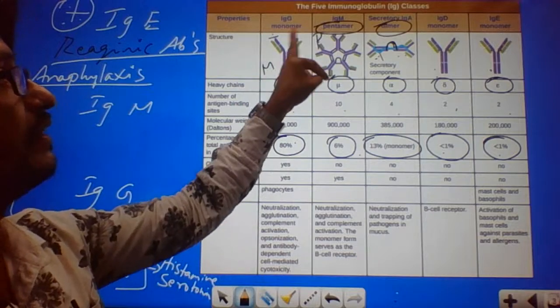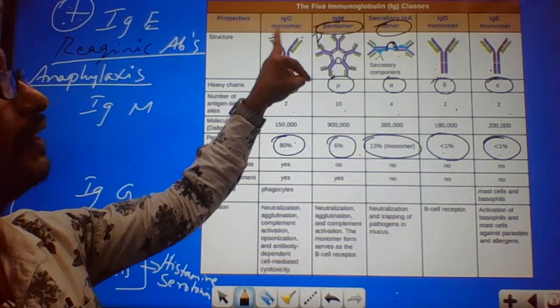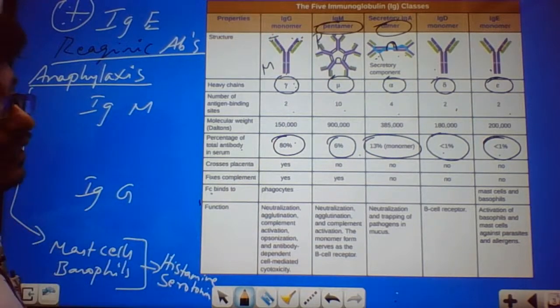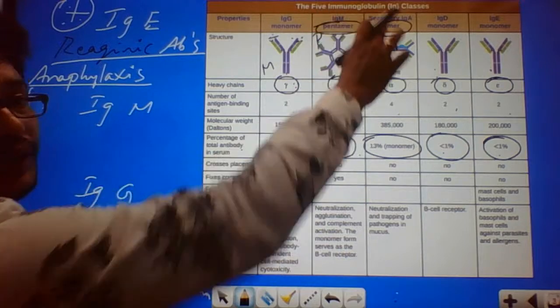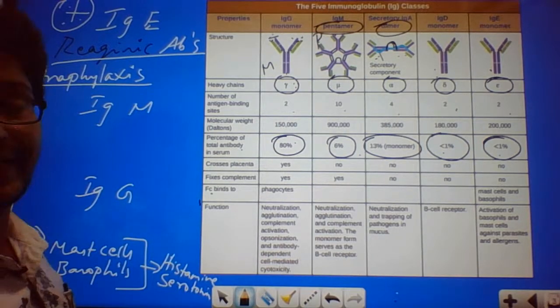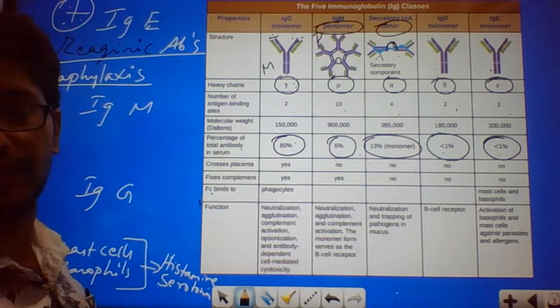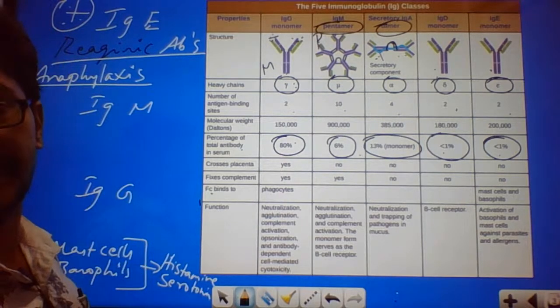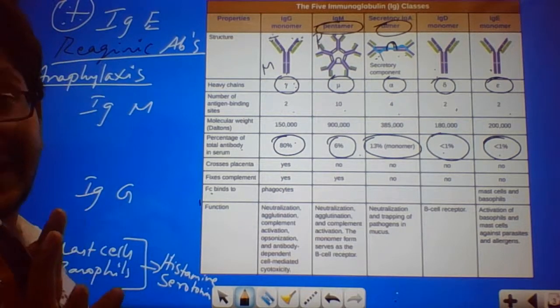Because there are 2 spots where 2 antigens can bind onto the single antibody. Fine. Now in the pentamer, 2 into 5 is equivalent to 10 in the case of IgM. That is why, whenever a first infection comes, the first immunoglobulin present in the blood is IgM.